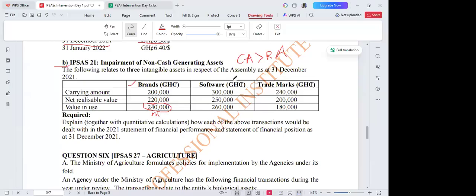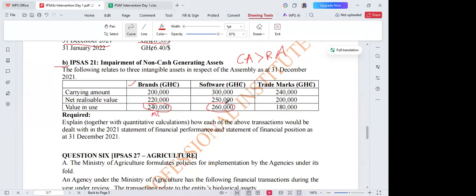Then we come to software. For software, we look for the recoverable amount as well. We compare the net realizable value and the value in use. Which one is the higher figure? Value in use. The value is the value in use.